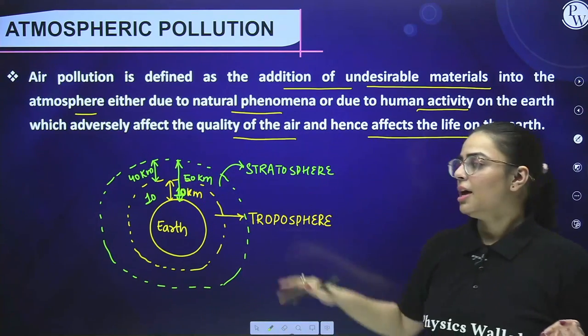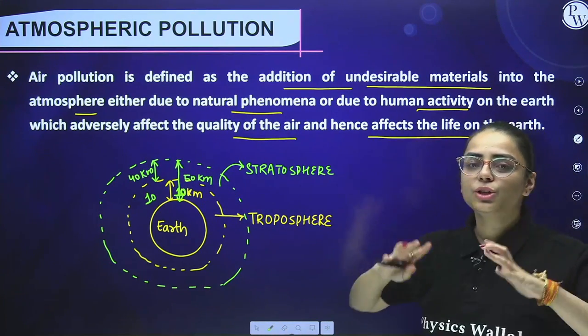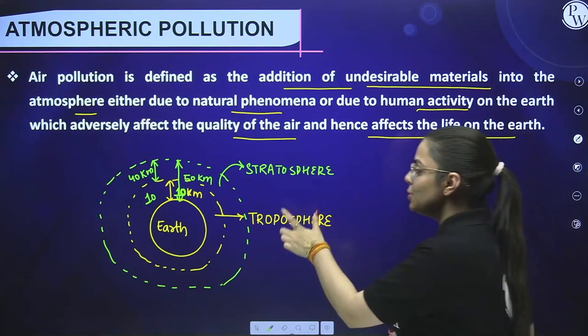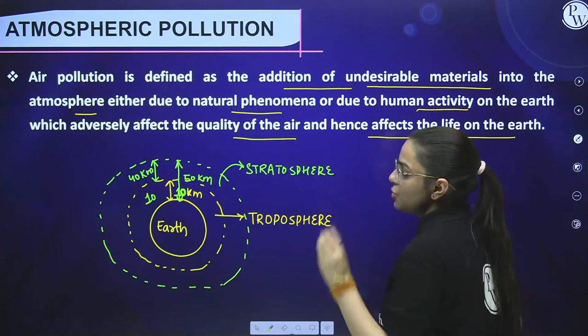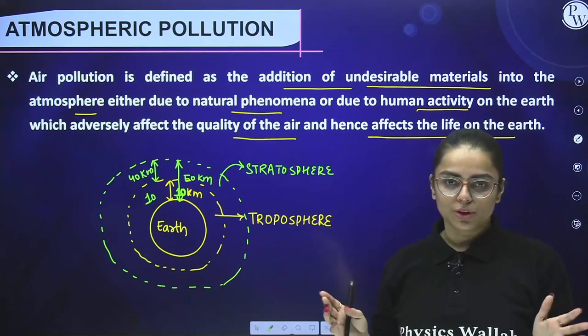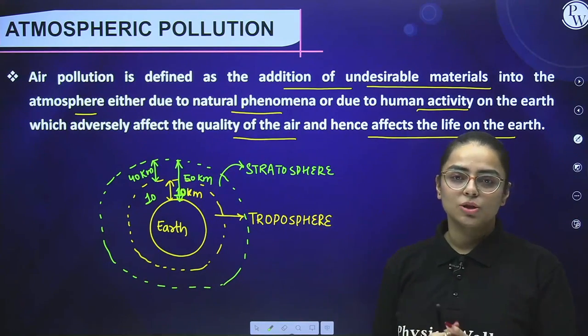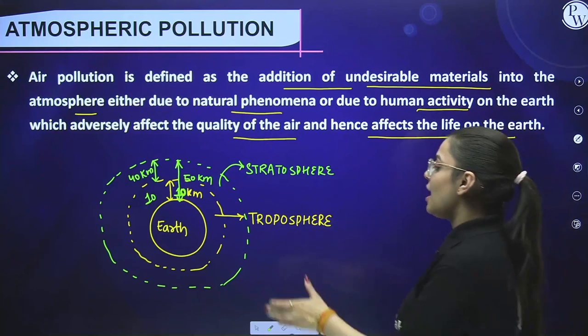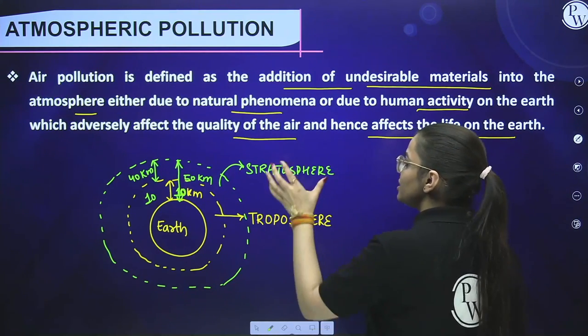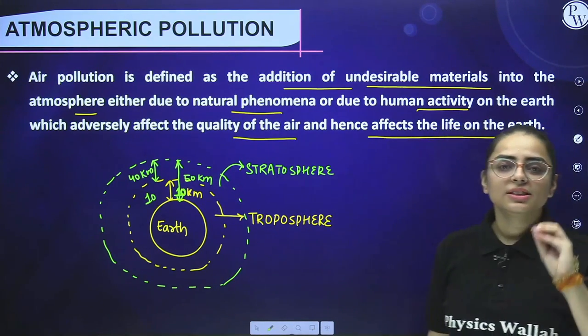Is it clear? Now these are very important because we are going to learn what tropospheric pollution and stratospheric pollution are, because we are talking about atmospheric pollution, everything occurring in our atmosphere. Now let us see what lies under the troposphere and what lies under the stratosphere. First comes the troposphere.